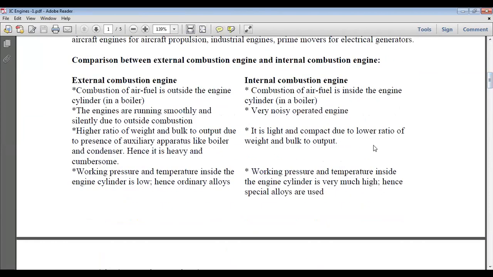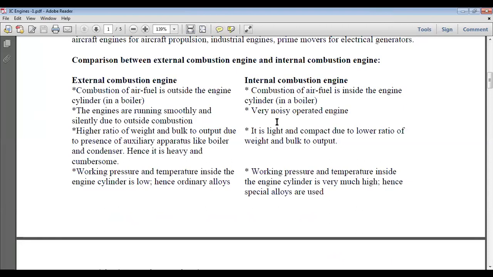Now this is important: the comparison between the external and internal combustion engines. For the external combustion engine, the combustion of air and fuel is outside the engine cylinder, whereas in the case of internal combustion, it is inside the engine cylinder. Second point: as the combustion process is taken outside the engine, there is smooth running and silent operation in the external combustion engine. Whereas the internal combustion engine is very noisy, because the combustion process is inside the cylinder.